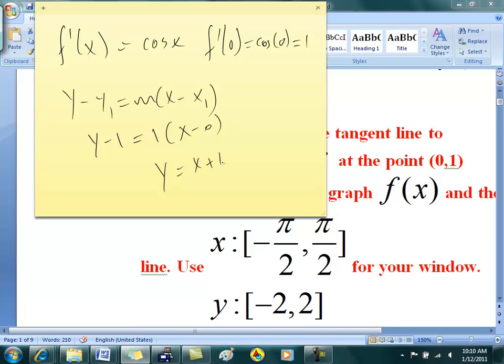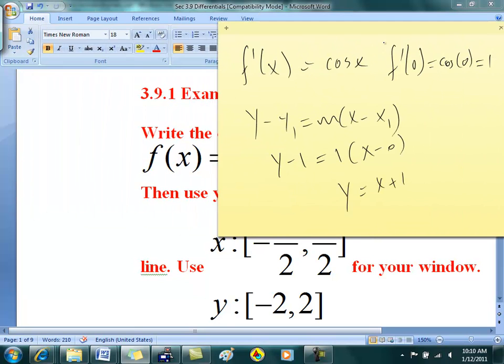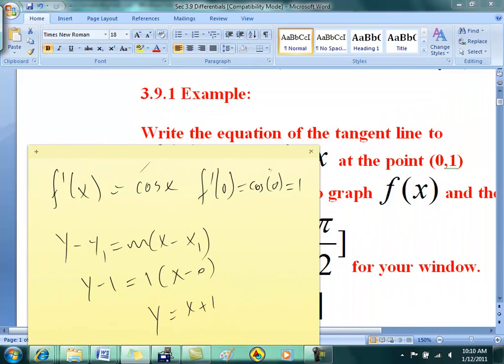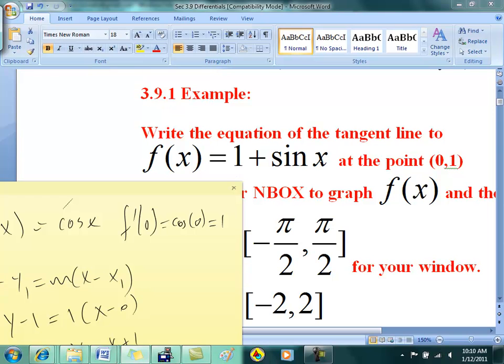Okay? So what I'm asking you to do is graph this equation. So put y1 equals 1 plus sine x. Put y2 equals x plus 1 in your graphing calculator.